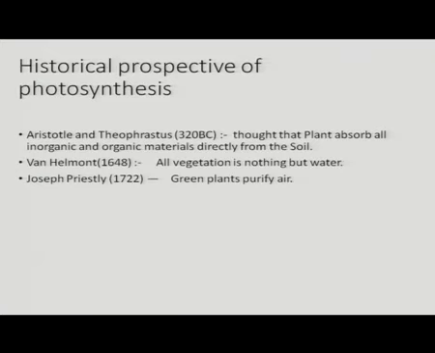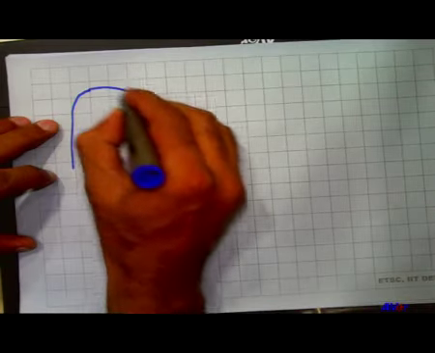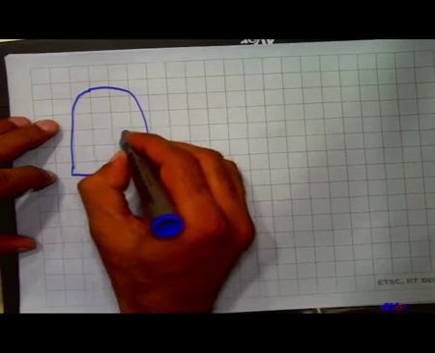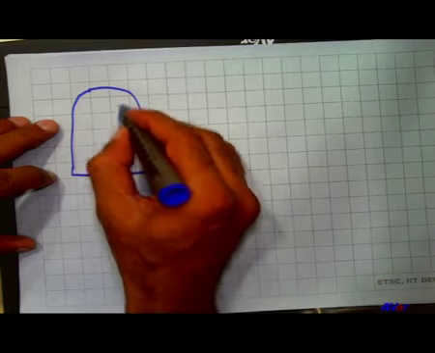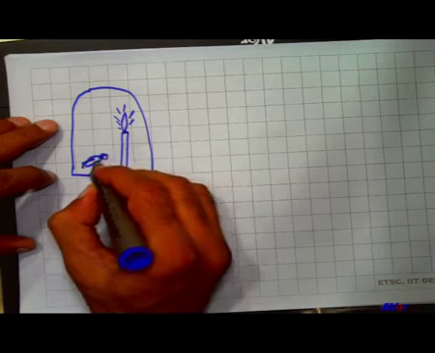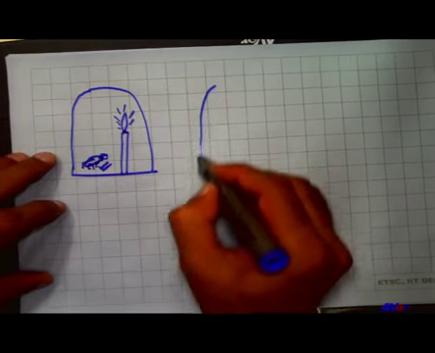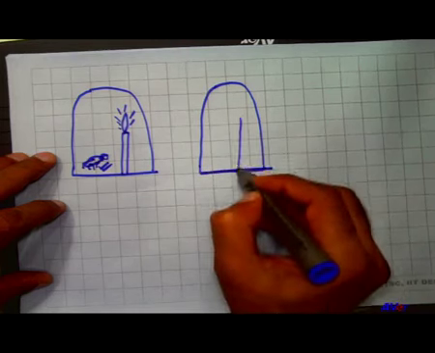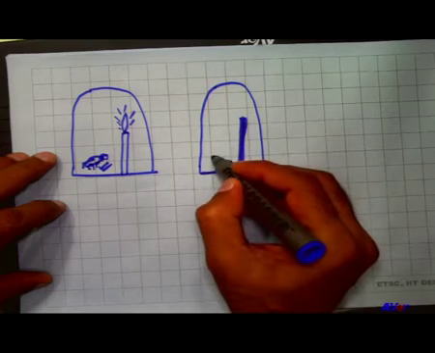In this experiment, Joseph Priestley used a bell jar like this and a candle. Inside the bell jar, firstly, there is the presence of oxygen. He burnt the candle, and he took a mouse here and found that the mouse survived. After some time, he found that the candle no longer burnt and the mouse died.